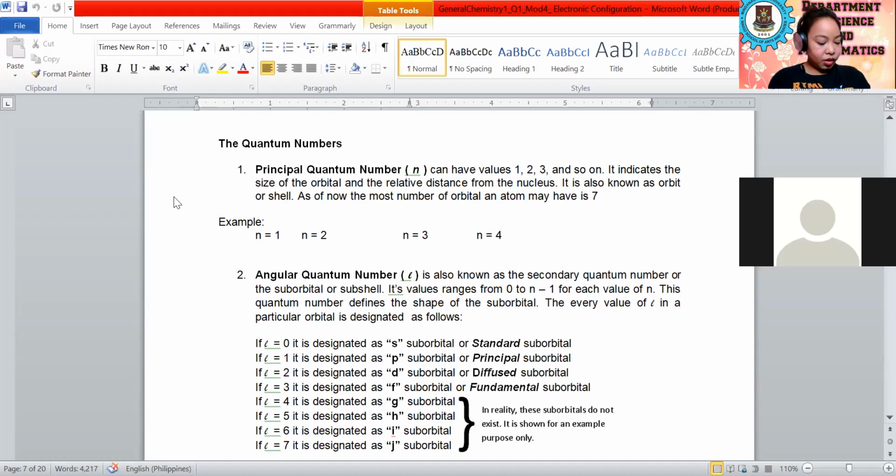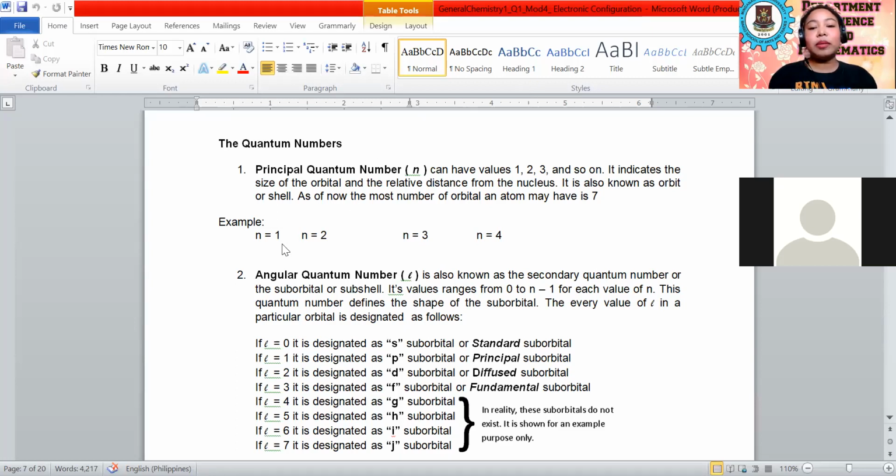Yes, ma'am. So, the principal quantum number represents the number of the period. When we say n is equal to 1, it means it is found in line 1 or period 1. We call that row or line, the horizontal line, the period. So, that represents the principal quantum number.